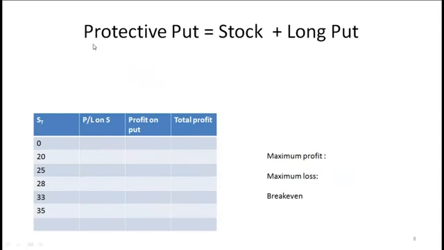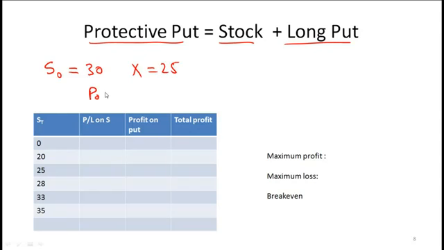And now finally let's talk about the protective put, which is a stock plus a long put. Now this is a strategy that, as you will see shortly, allows you to hedge against the stock price falling. And again we will take a simple scenario. Let's say that initially when you buy the stock it's at $30. Let's say that you also buy a put option, so you've gone long with a strike price equal to 25, and you pay $3 for the long put.